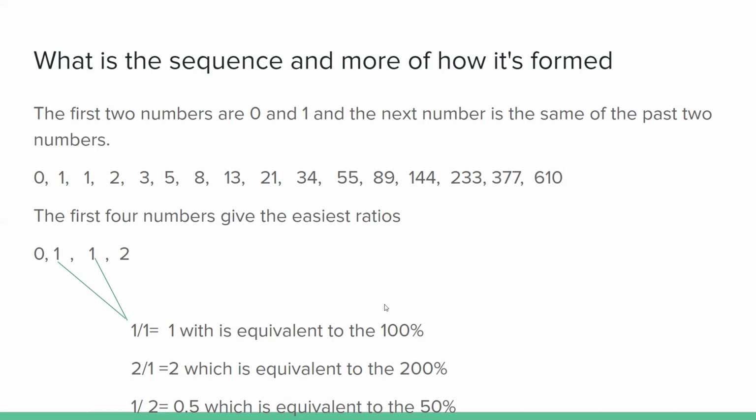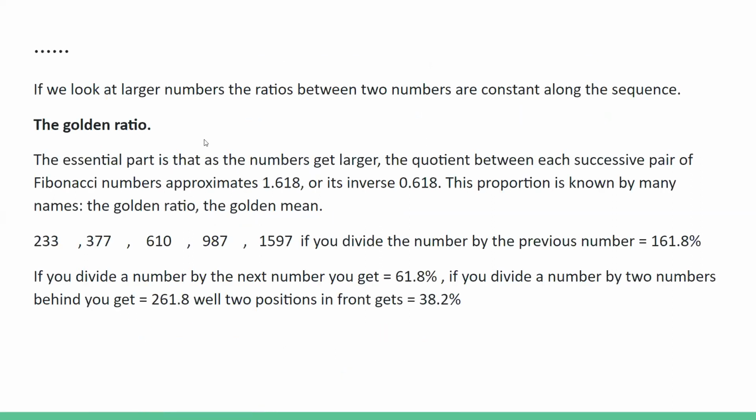Now, these ratios are so many, only that we take just a few. So if you get a half, that is equal to 0.5, which is equivalent to 50%. So let's look at the other ratios. Here we have the 100%, the 50%, and I've also got 200%. So if you look at larger numbers, the ratios between those numbers remain the same.